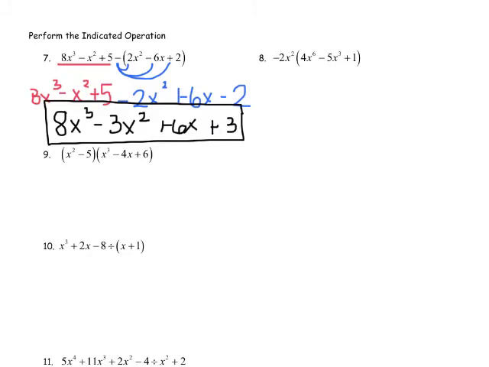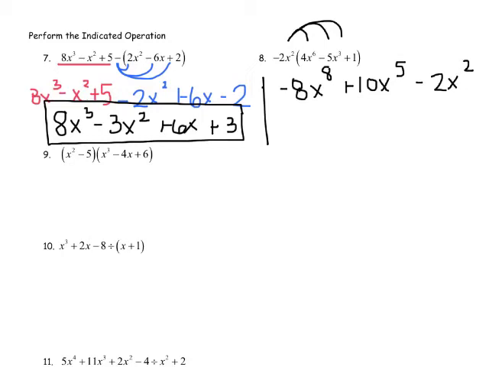All right, number 8, we're going to distribute this guy in. So we end up with negative 8, x to the 8. Negative 2 times negative 5 makes positive 10, x to the 5. Negative 2 times 1, so minus 2x squared. Okay, there's really nothing to do there, so we'll just circle that.